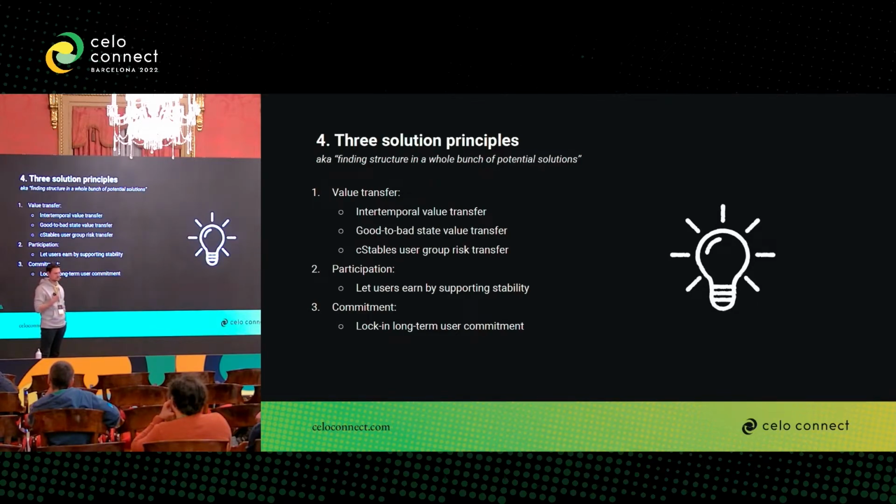Participation is another principle that we saw in a lot of potential solutions. The idea is, we have this protocol, it tries to achieve certain things. Many of those things you cannot really participate in as a user. Why not allow people to help with these things? That's a principle that we saw applied in different suggestions on improvements. And then the last one, commitment.